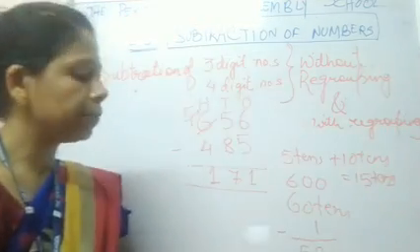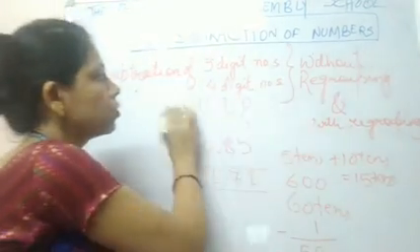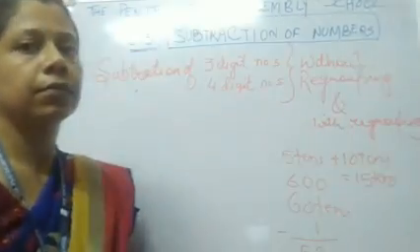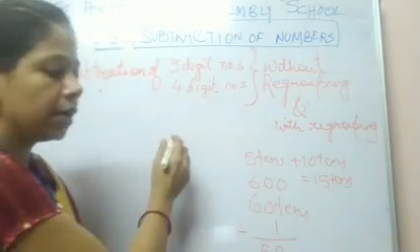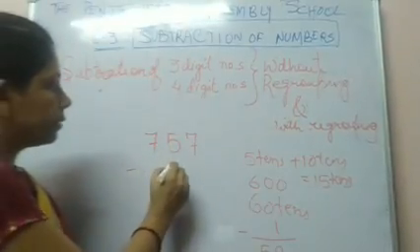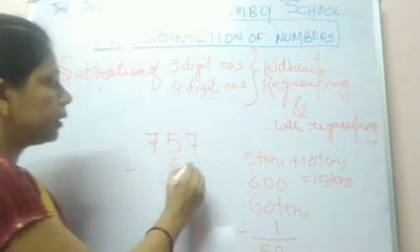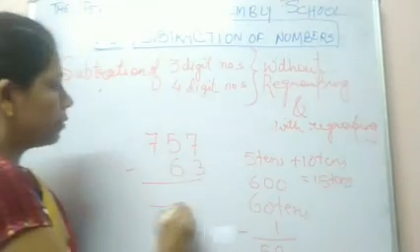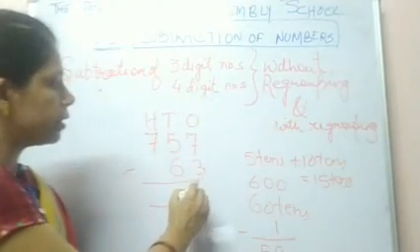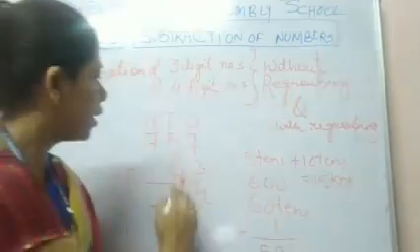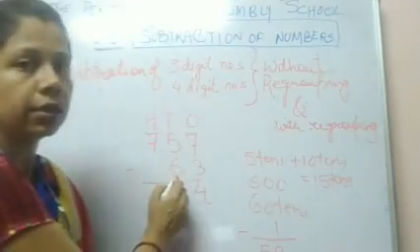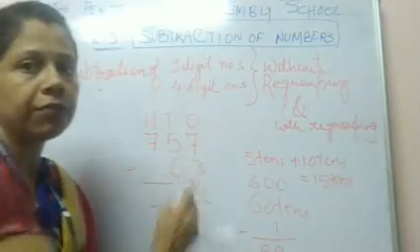Clear students? Okay, I am giving more examples. Please solve it. For example, if I take 757 minus 63. Okay, so this is hundreds, tens and ones. 7 minus 3 is 4. Okay, and this is 5. So obviously 5 you cannot subtract. 6 cannot be subtracted from 5, isn't it?